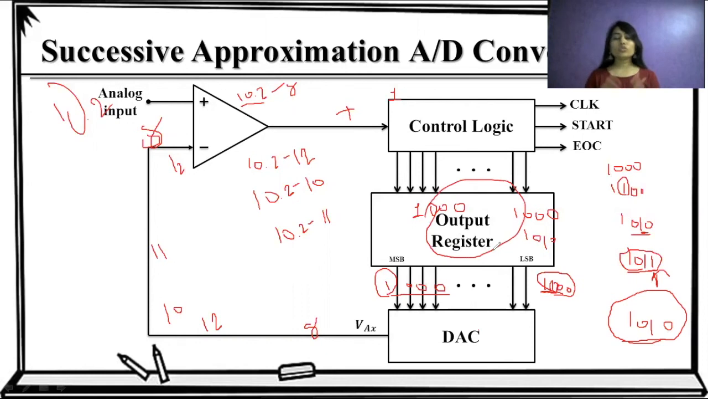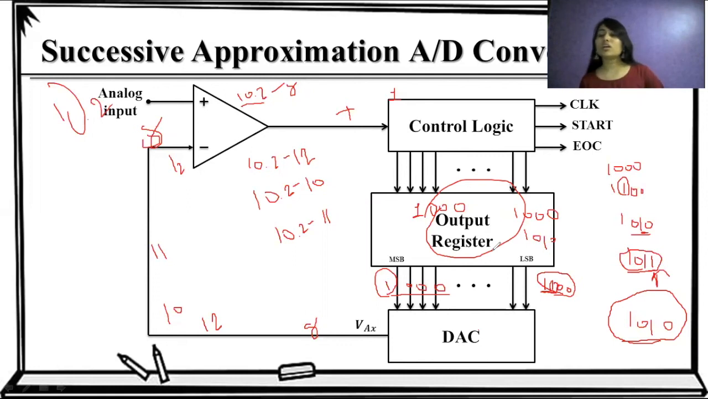In the output register, all the bit patterns are stored one by one. That means first there is 1000, then there is 1100. But again, using this control logic, we reset this circuit. So here we reset this bit. So here we have the next third bit as 1010. For this 1010, we have a positive difference, so we have a greater analog input. So we consider this bit.